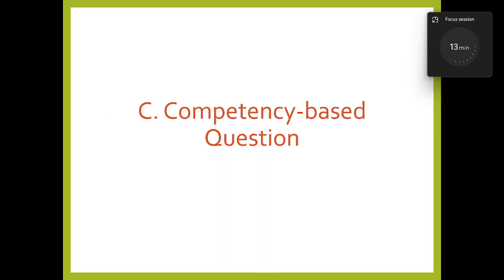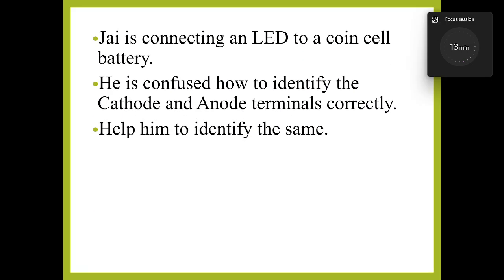Third bit, C, is competency based question. Now let's see what we have here. Now there is a situation given here. Jay is connecting an LED to a coin cell battery. He is confused how to identify the cathode and anode terminals correctly. Help him to identify the same.